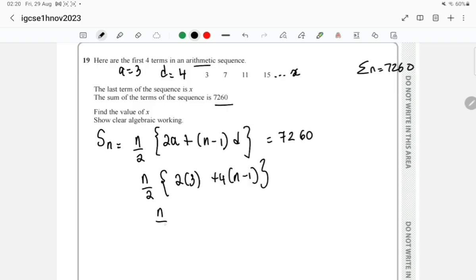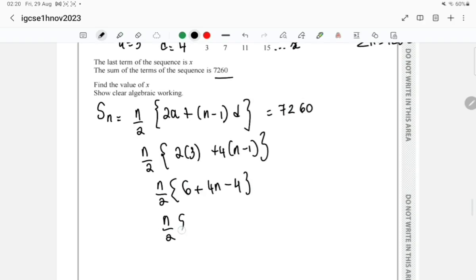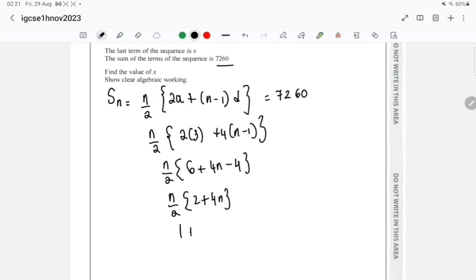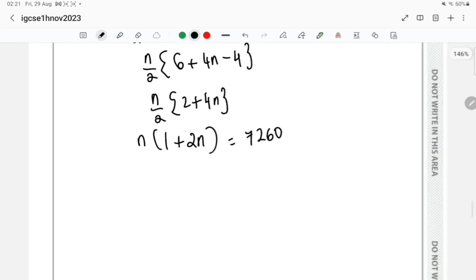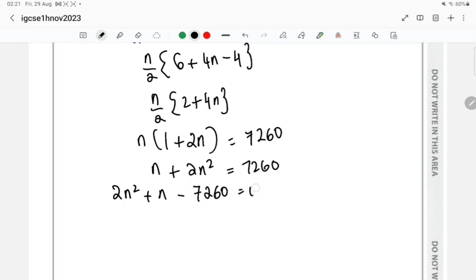Okay, let's simplify. So n over 2 times (6 plus 4n minus 4). And this part will become n over 2 times (2 plus 4n), which again becomes n times (1 plus 2n), and this will be equal to 7260. Now what we can do is we can expand and simplify. So n plus 2n squared will be equal to 7260. I have a quadratic equation. So 2n squared plus n minus 7260 would be equal to 0.